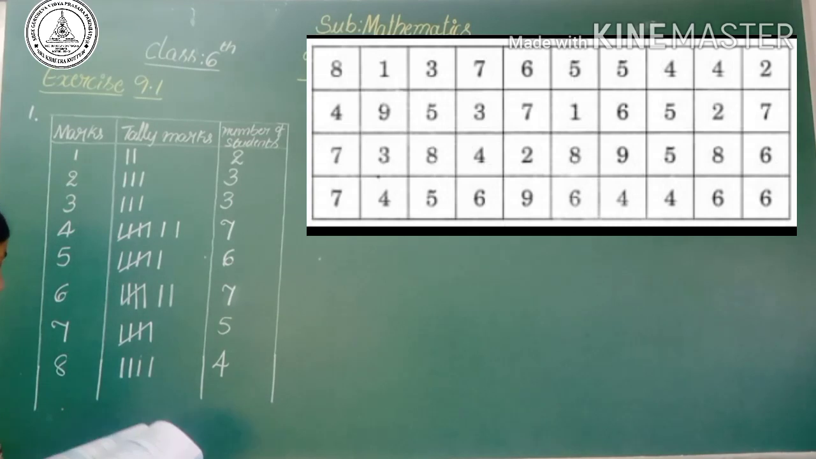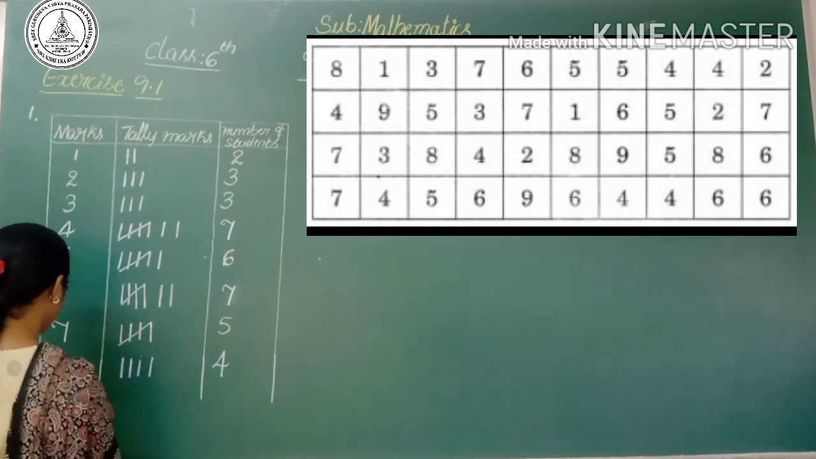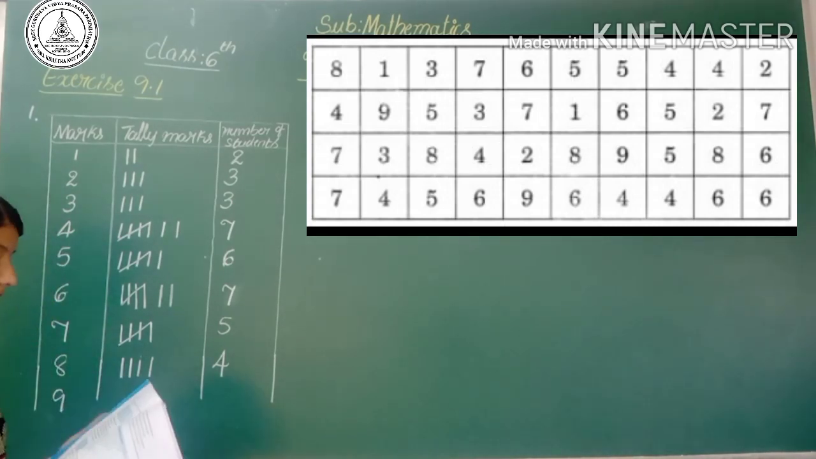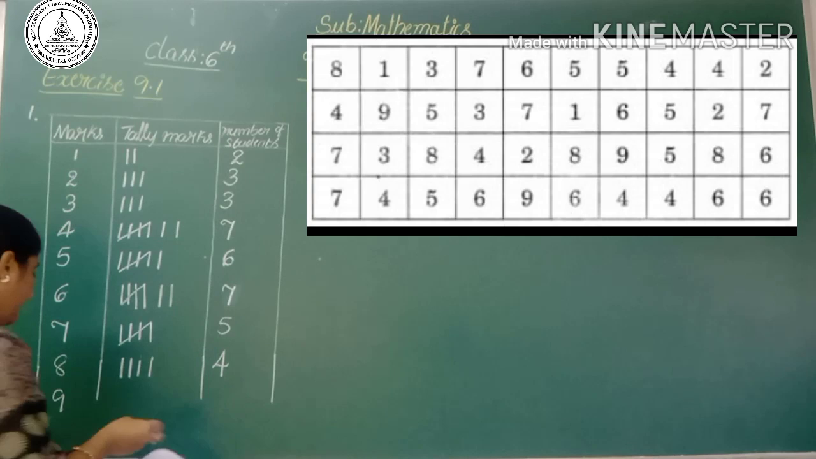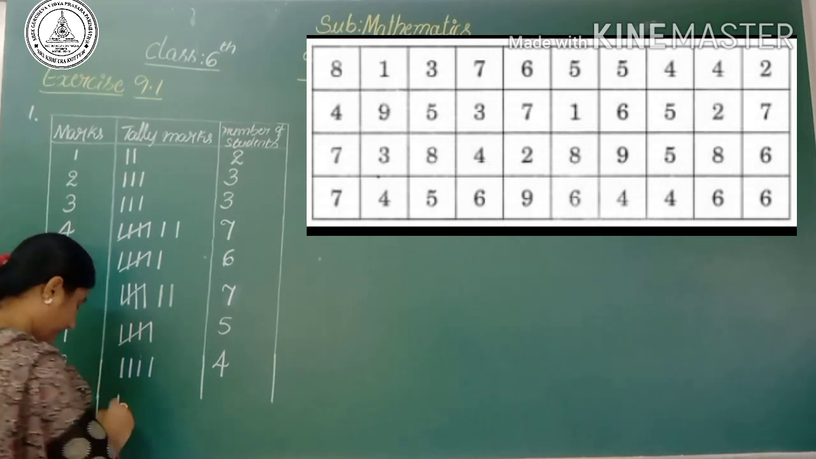Okay. Then how many students got 9 marks? Okay. Yes, in the first row, no one got 9 marks. In the second row, there is 1 boy. He got 9 marks.